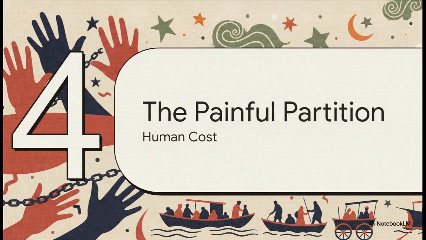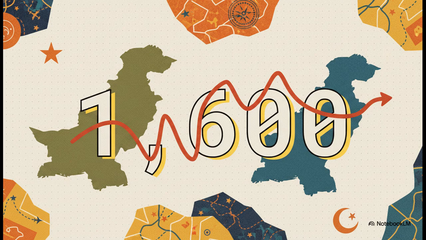Section 4. The Painful Partition. On August 14, 1947, Pakistan is officially born, but it came with a staggering human cost. 1,600. Just think about that number for a second. That is the number of kilometers, roughly 1,000 miles, separating the newly formed West Pakistan and East Pakistan. It's a massive geographical anomaly right out of the gate. Pakistan was born as the world's largest Muslim-majority country, but its two halves were separated by a massive expanse of India. This number alone really highlights the sheer logistical nightmare the new nation faced from day one.